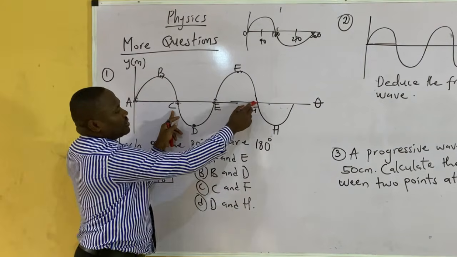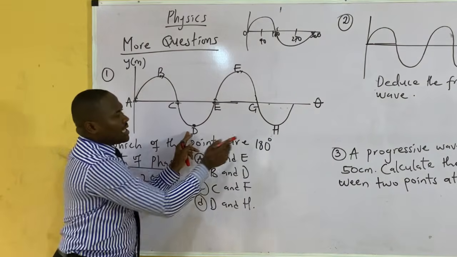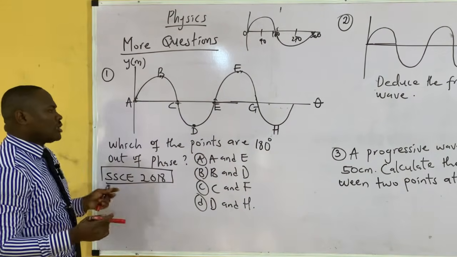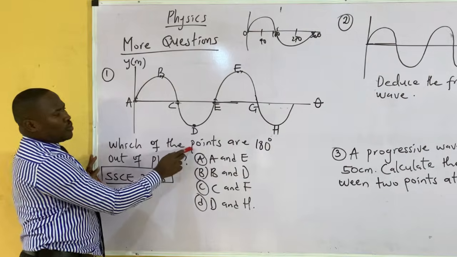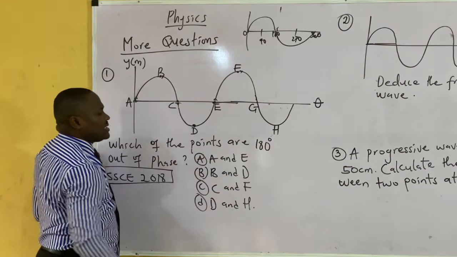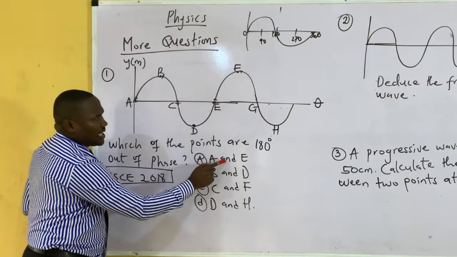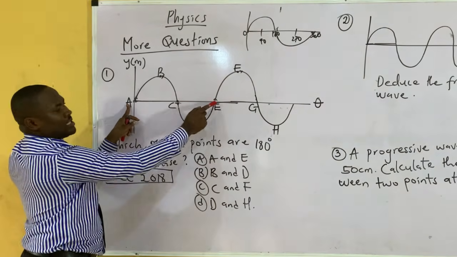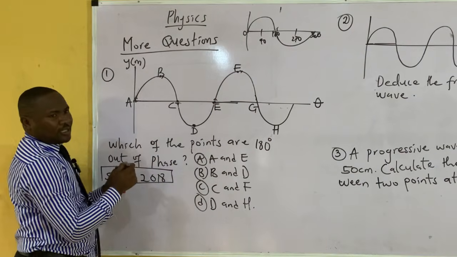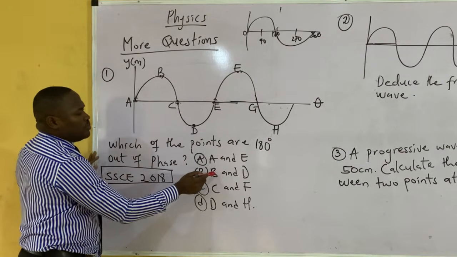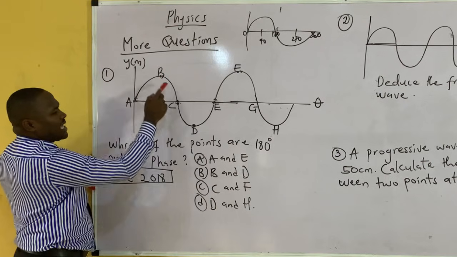C and G are in phase. D and H are in phase. So now let's come to our question. Which of the points are 180 degrees out of phase? A and E, both of them are in phase. B and D.